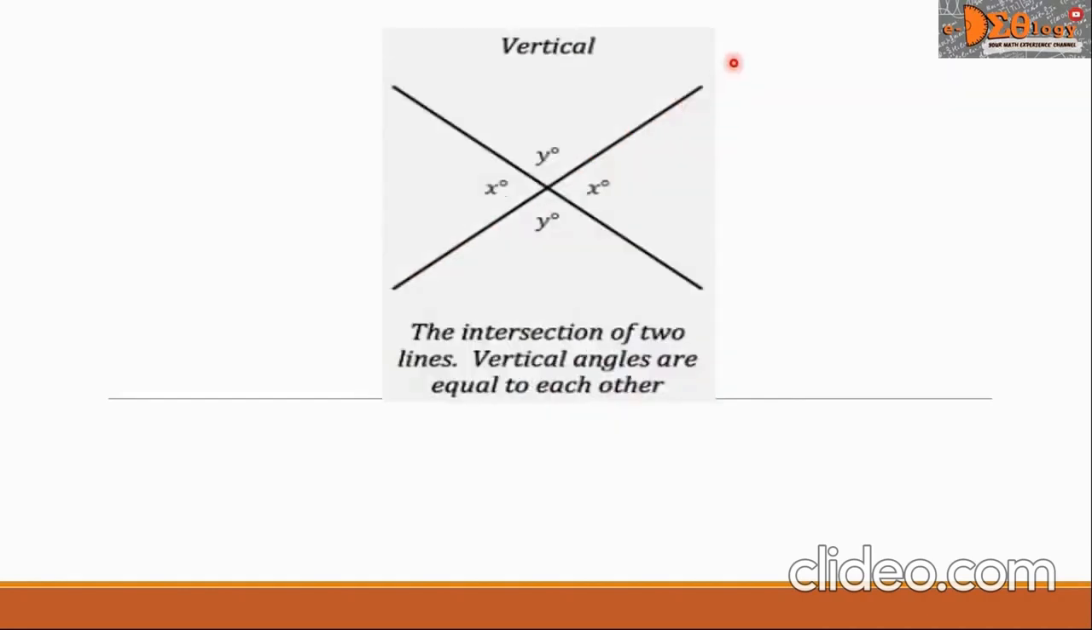Another group is called vertical angles. We can see vertical angles in the intersection of two lines. In the figure here, the angle X is also there on the other side, and these angles X and X are vertical angles. The same is true with the angle Y and another angle Y here. This is another pair of vertical angles.